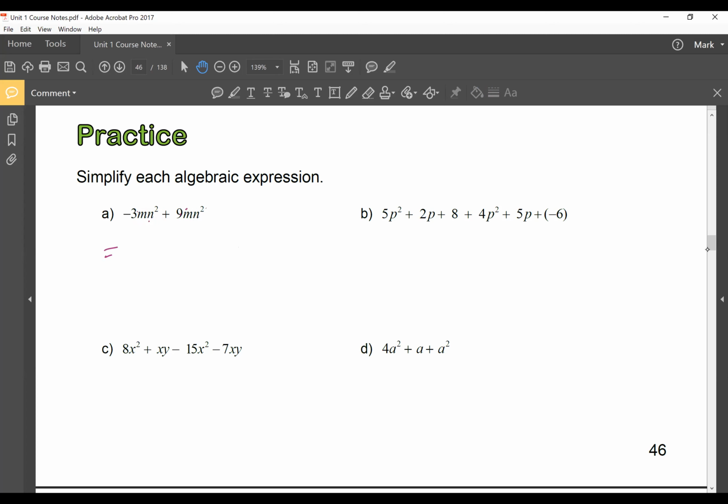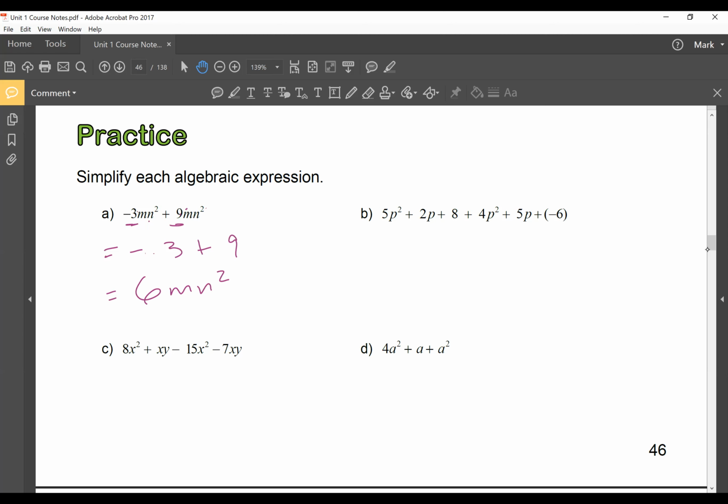Anyways, these are like terms, so I combine my coefficients. -3 plus 9. The answer here would be 6mn squared.